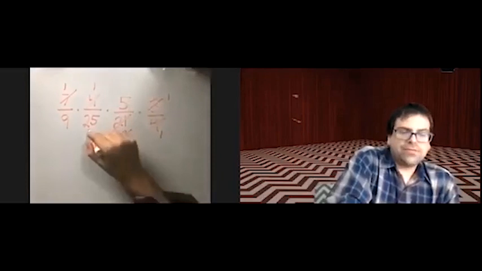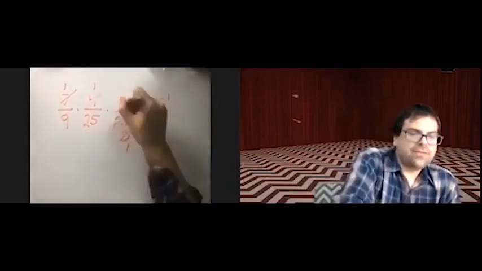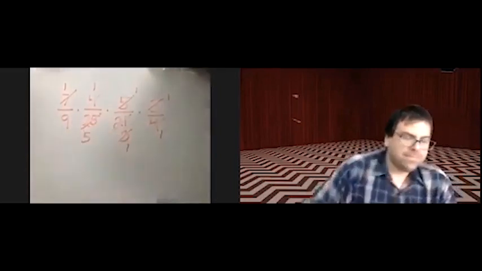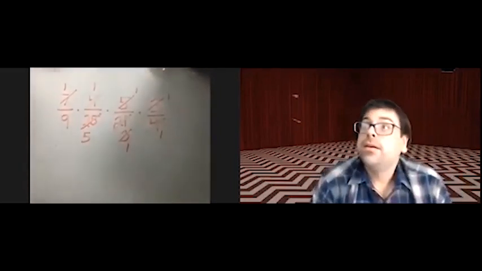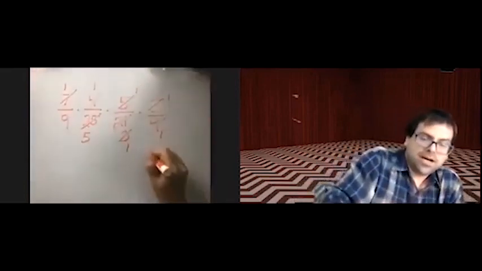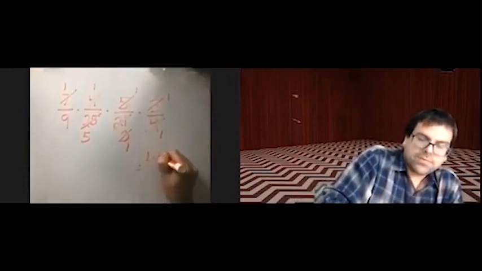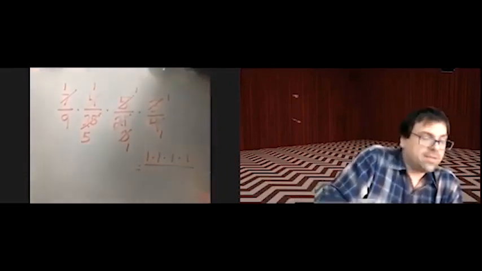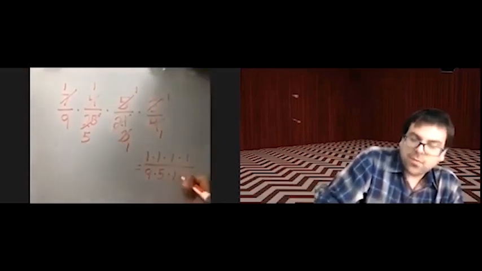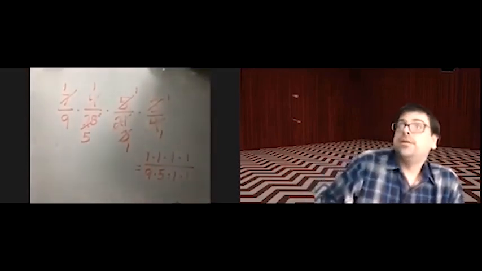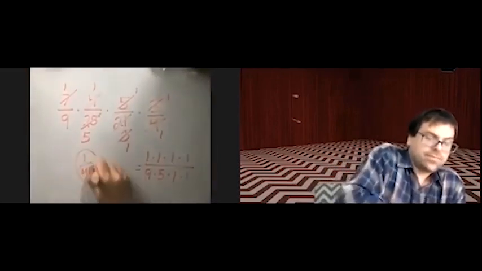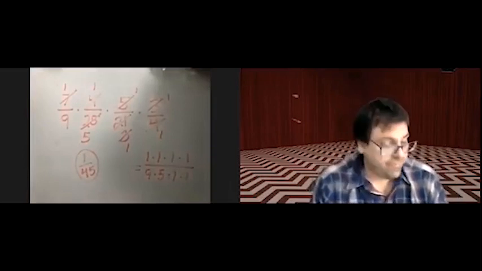5 on the top, 25 on the bottom, that's 1/5. 5 divided by 5 is 1. 25 divided by 5 is 5. So all of that just to get all ones on the top. 1 times 1 times 1 times 1. And on the bottom, we have 9 times 5 times 1 times 1. So we get an answer of 1/45.